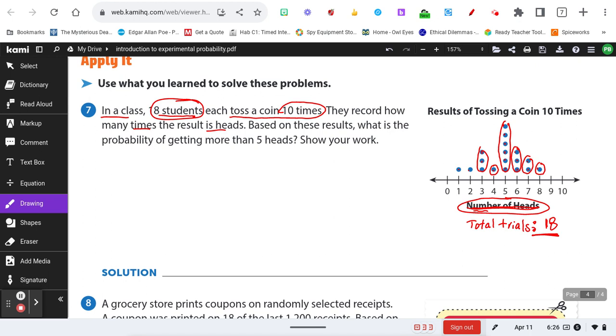All right, so how many? It's got to be getting more than 5 heads. So that would be 6, 7, and 8. Well, how many landed on 6? 3, 2, and 1. Add those together. That's going to give me 6 out of 18, which you may not see. It may be in simplified form. If you skip count by 6, you'll get to 12 and then 18. So that's 1/3, guys.